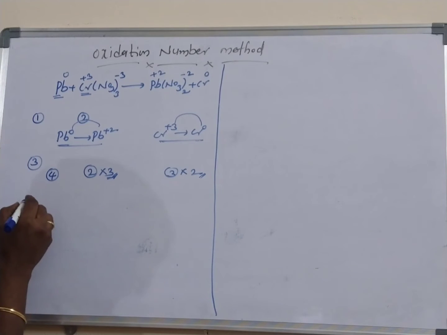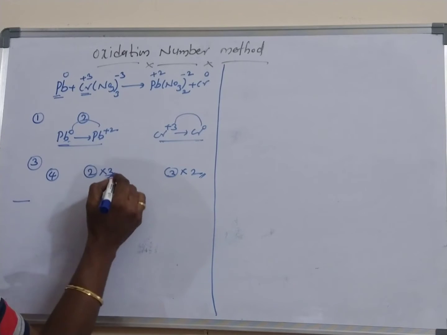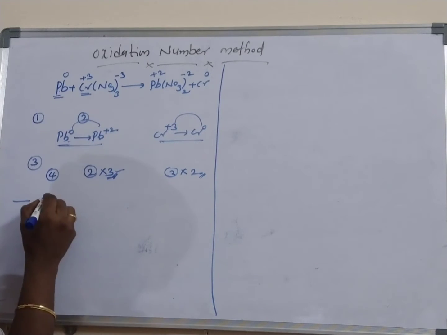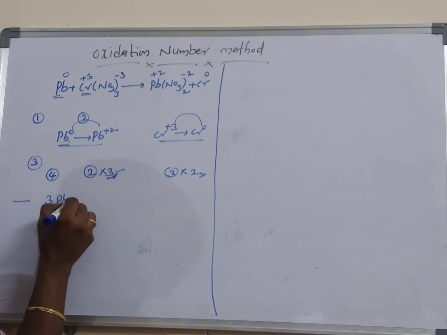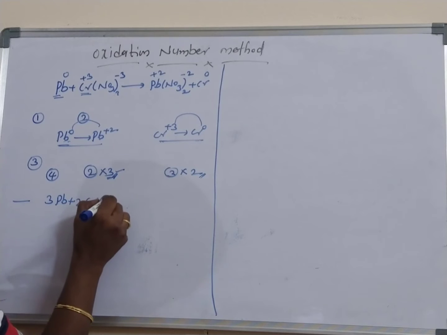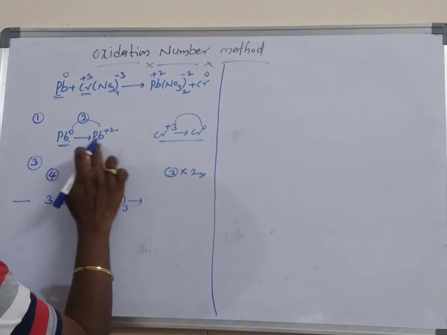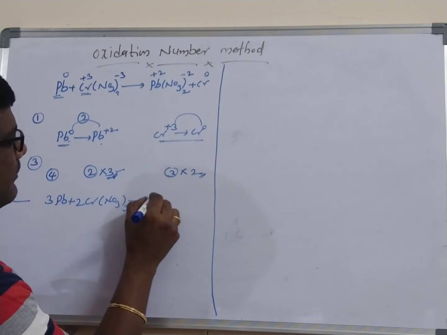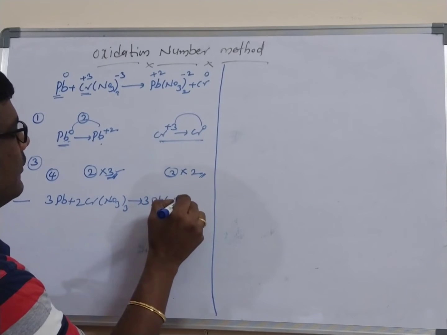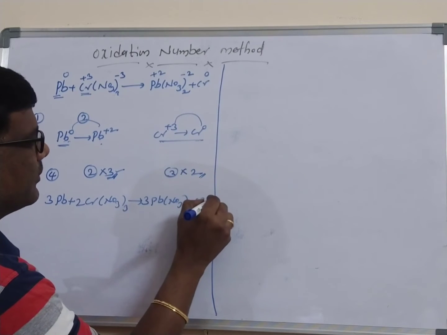So ultimately, I am writing the final equation. Wherever you have the lead, it must be multiplied with 3. So here 3 leads, so 3 Pb. Wherever you have the chromium, multiplied with 2: 2 Cr(NO3)3 will give you Pb(NO3)2 multiplied with 3 moles of Pb(NO3)2. Wherever you have the chromium, multiplied with 2 Cr.